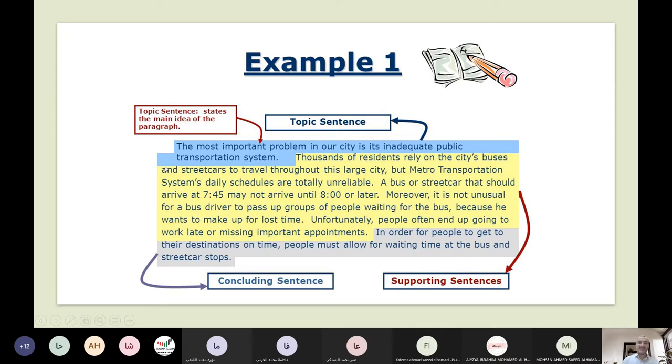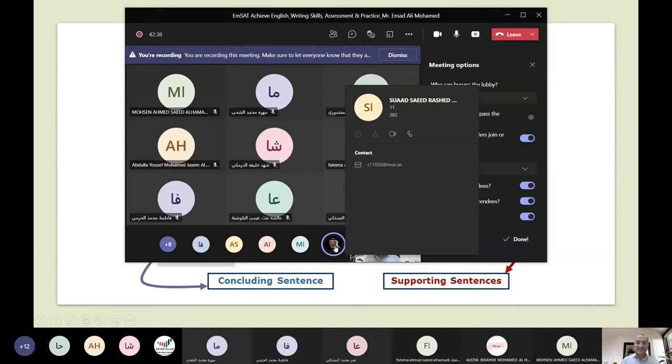Sorry, Saud. Hello, Saud. Yeah, welcome. Sorry, a lot of names. You know, I used to teach in Saudi Arabia, and this name is very common there. Okay, Suad, go ahead, read this, please.